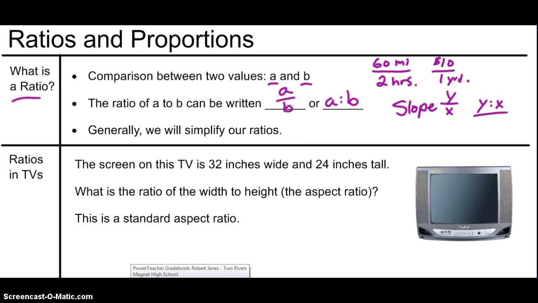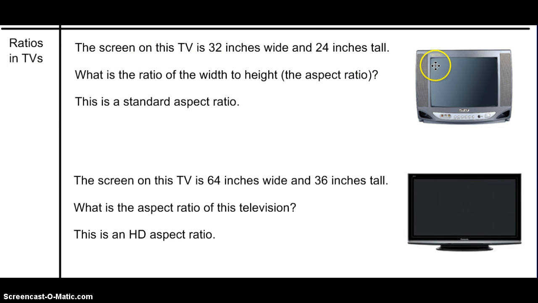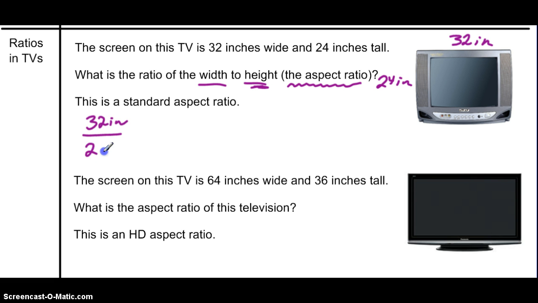One place we often see ratios come up is when looking at televisions. Let's take a look at these problems down here. The screen on this TV is 32 inches wide and 24 inches tall. Let's mark that here. What is the ratio of the width to the height, also called the aspect ratio? So remember, the ratio of the width to the height can be expressed as a fraction, width being the numerator, 32 inches, the height being the denominator, 24 inches. So this right here is our ratio, 32 inches to 24 inches.